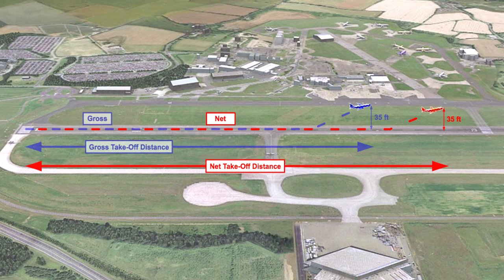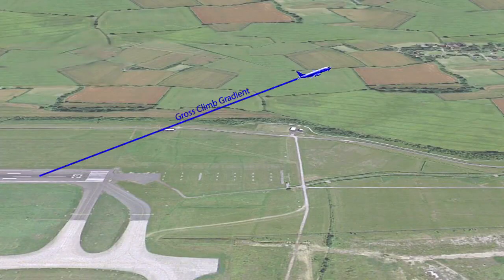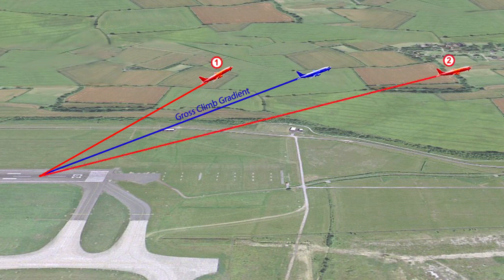Let us now examine gross and net performance in a climb. Shown on screen is an aeroplane's gross climb gradient. From what you have learned, do you think net performance gradient will be at position 1 or position 2? Remember, net performance is always inferior to gross performance. Click on the number you think is the correct one. The net climb gradient would be position 2.